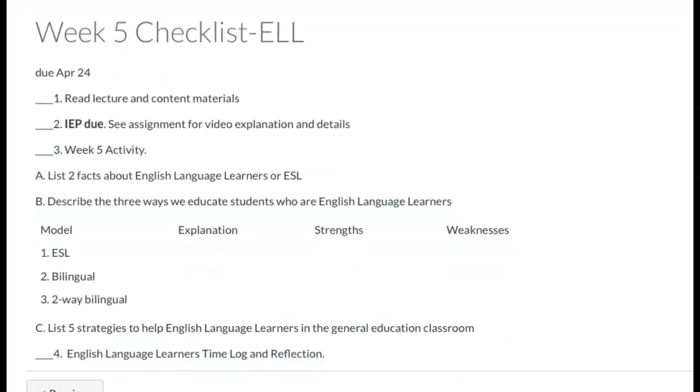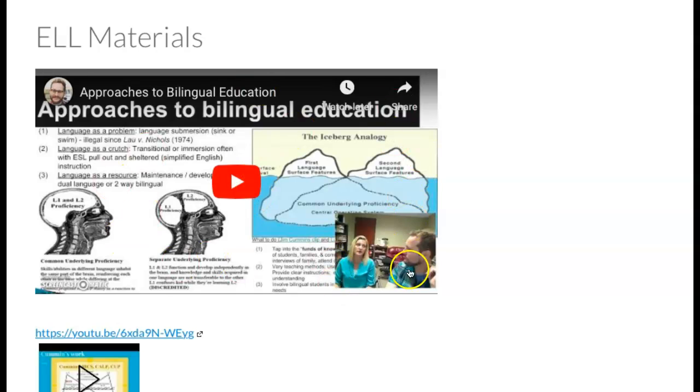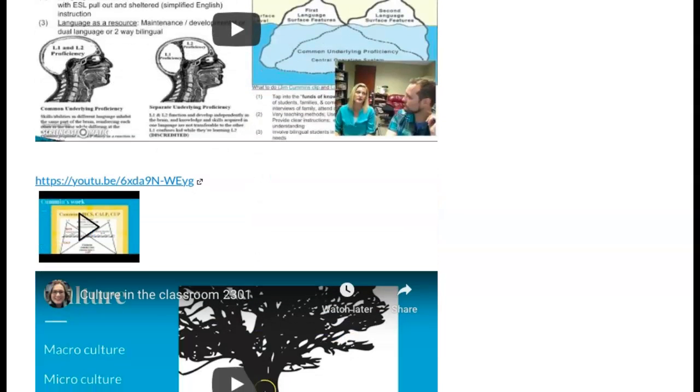So we've got lecture materials, we have an IEP which is related to the topic of special education, and then we have your weekly activity over English language learners. Here is your lecture material over it. So this is looking at approaches to bilingual education, and your weekly activity is going to look at the 3 educational models in order to teach students whose home language is not English.